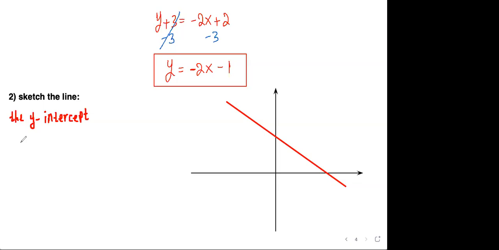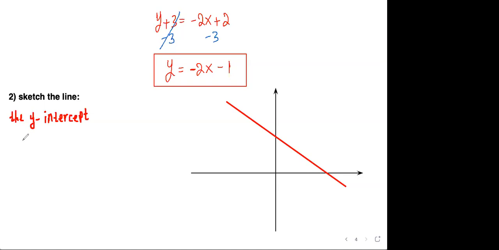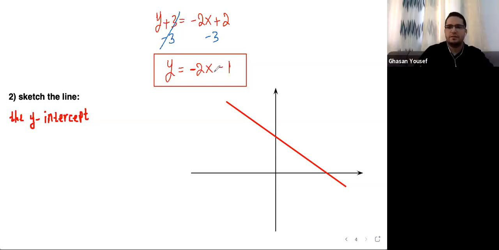Wait, isn't it -1? You said, is it a -1? This is correct, but how can we find the y-intercept? So my equation is y equals -2x minus 1. What do we have to do? I don't really know, but what I do is y equals mx plus b, and I take the b as the y-intercept.